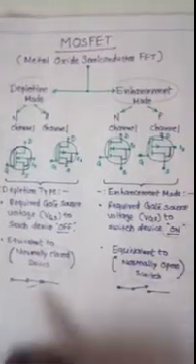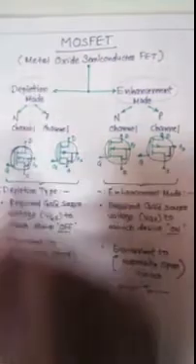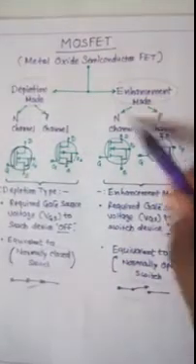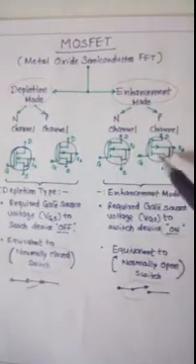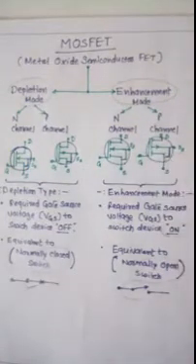The current flows due to the gate voltage and is controlled by the gate voltage. This way the MOSFET works in depletion mode. In the next video we will discuss the enhancement mode in N channel and P channel. Okay, thank you.